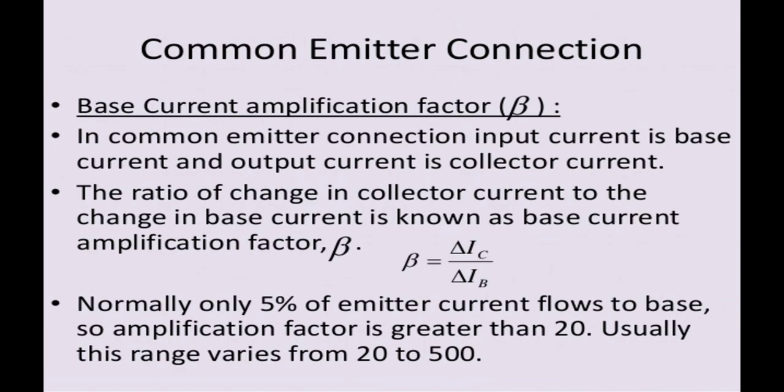Normally only 5% of the emitter current flows to the base, so the amplification factor is greater than 20. Usually this range varies from 20 to 500. These are the range of the amplification factor: it is always greater than 20, and the range varies from 20 to 500.